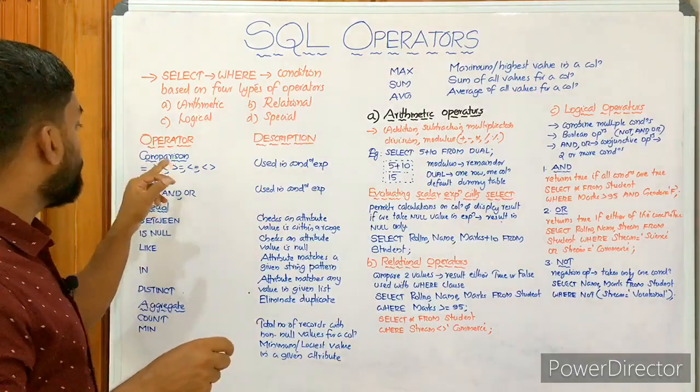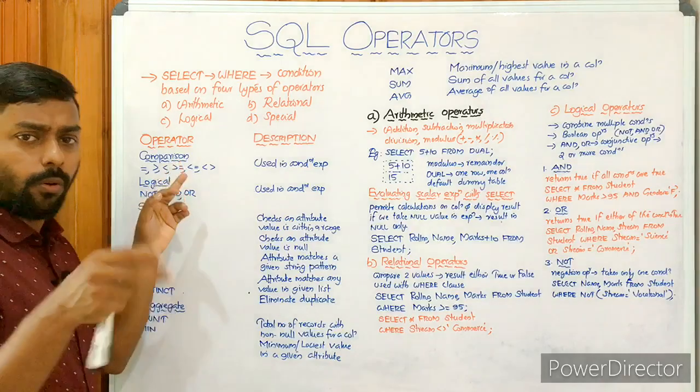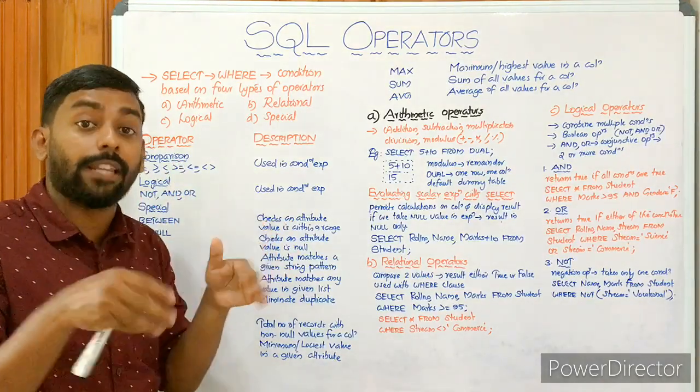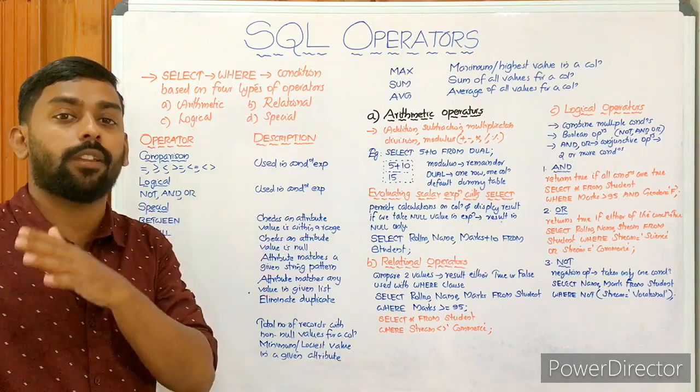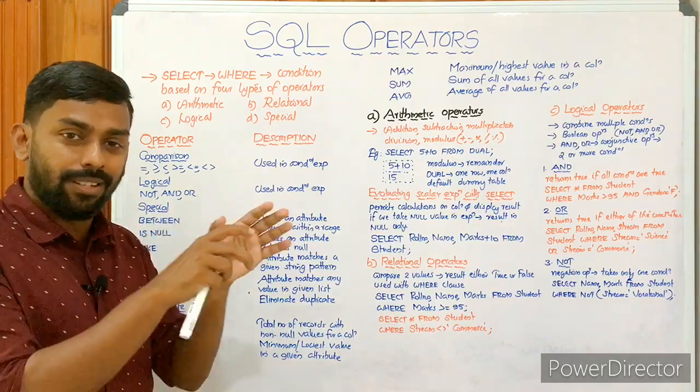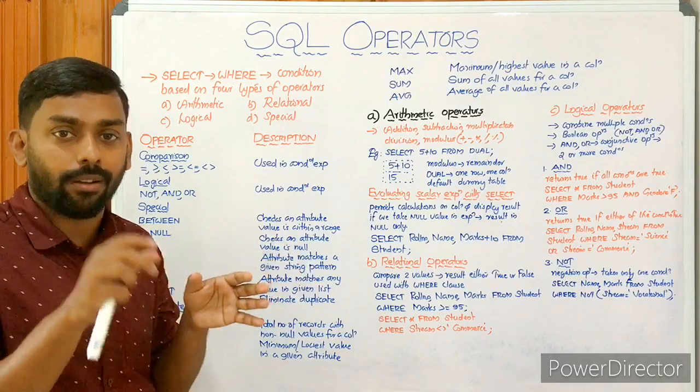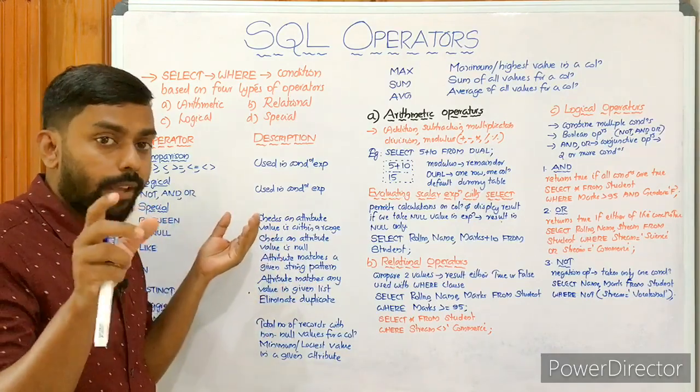The first one is comparison operators. You know almost all things about arithmetic operators, right? Plus, minus, meaning addition, subtraction, multiplication, division, modulus are the operators. These are fundamental to any computation, right? So it is not specifically mentioned here.